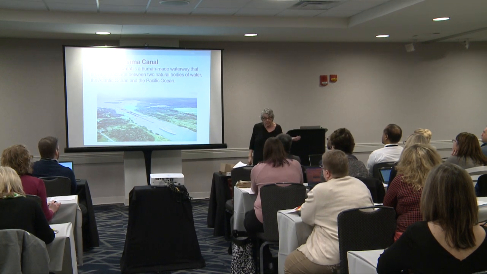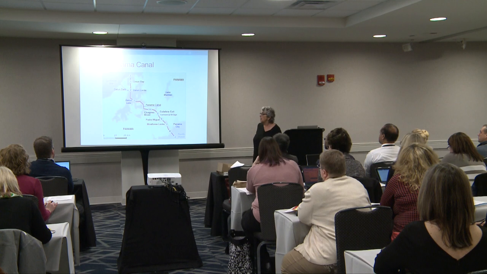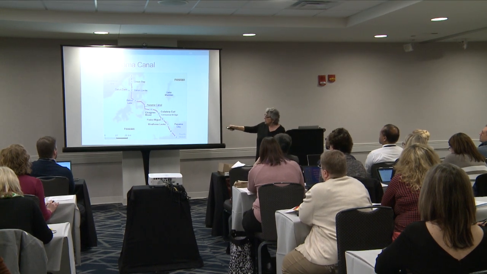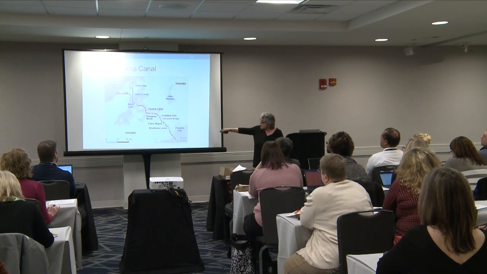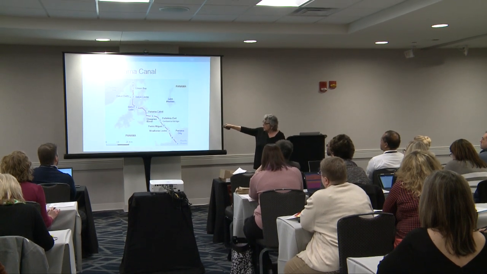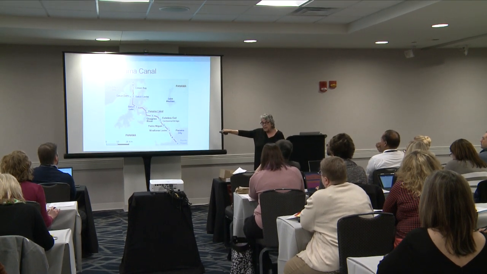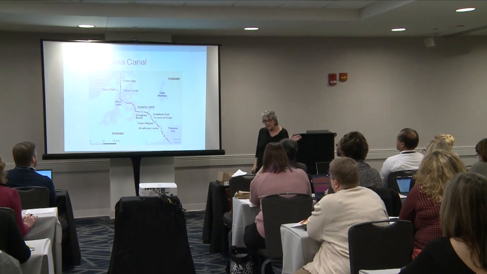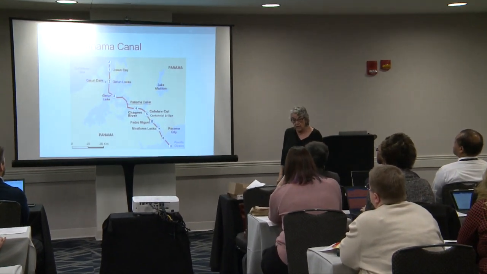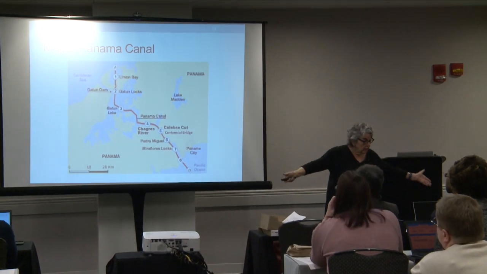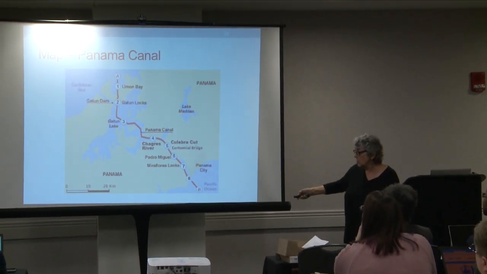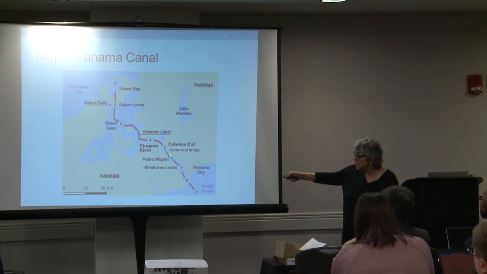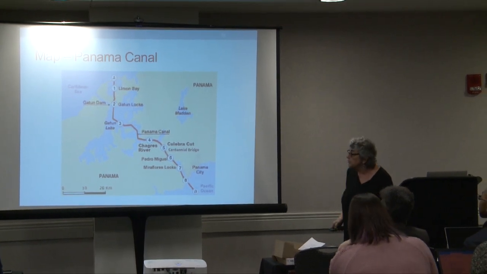It's 52 miles long, so it's a narrow one. And we see here a map of the Panama Canal. And see this lake here, Gatun Lake, was also made a lake so that they wouldn't have to dig out the whole canal. So by flooding the area, making it a lake that ships could sail on, they only had to dig out this part and that part.